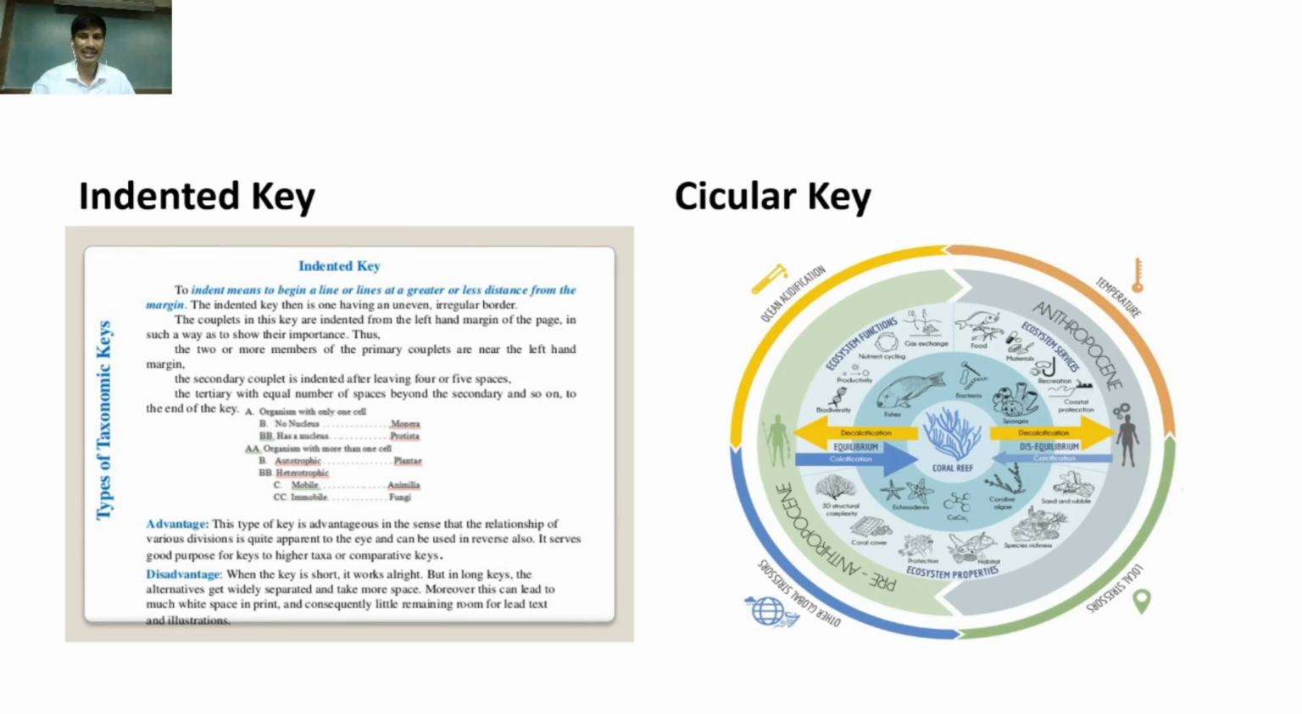We take one indentation, one character: if there is one cell, the animal is put in the Protozoa. The multicellular animals are put in the Metazoa. Then again the third indentation: motile or non-motile. These are the character features we observe to identify the animal. Then on the right side panel we observe a circular key. Here we arrange some parameters, and the organisms are sorted in a circular manner. This is the circular type of key.